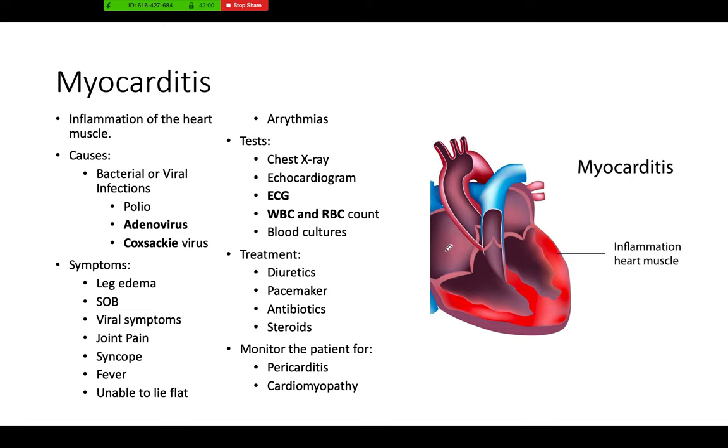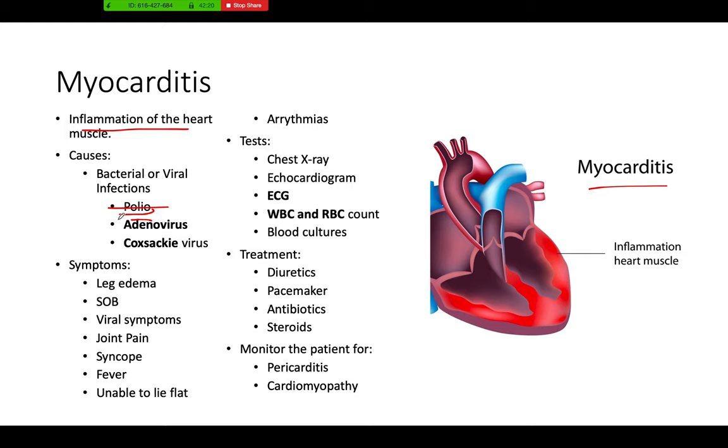So that is our endocardium. Next layer of the heart is our myocardium. This is the muscle of the heart. So myocarditis is simply an inflammation of the heart muscle. The causes here can be bacterial, can be viral, but really, people don't really get polio in the United States anymore. So really, this is not one we're going to be worried about.